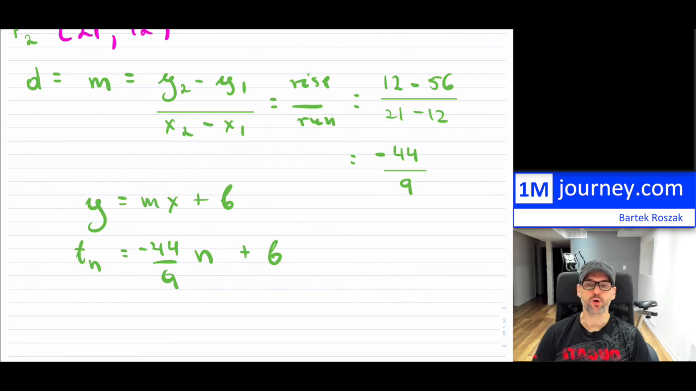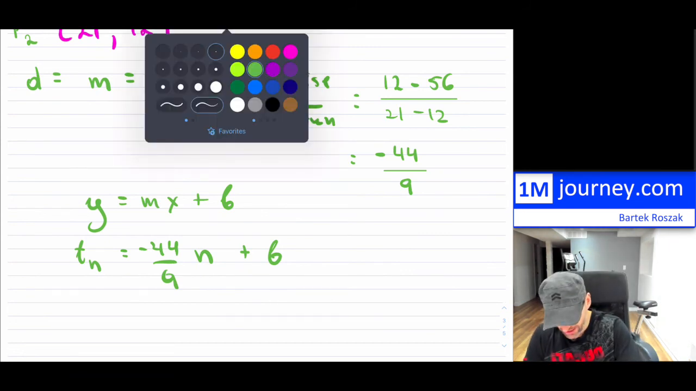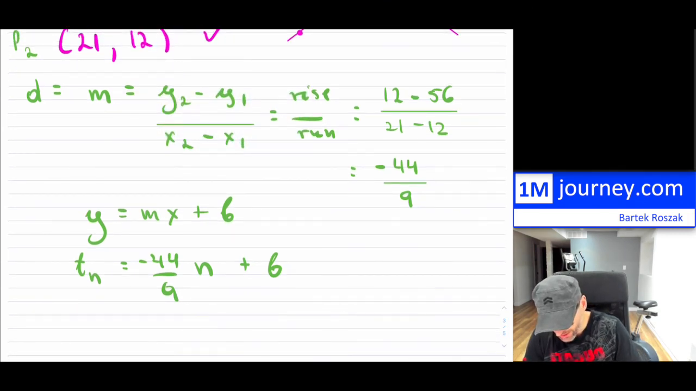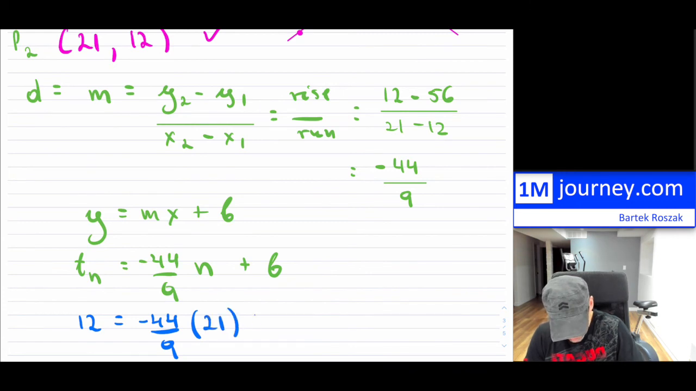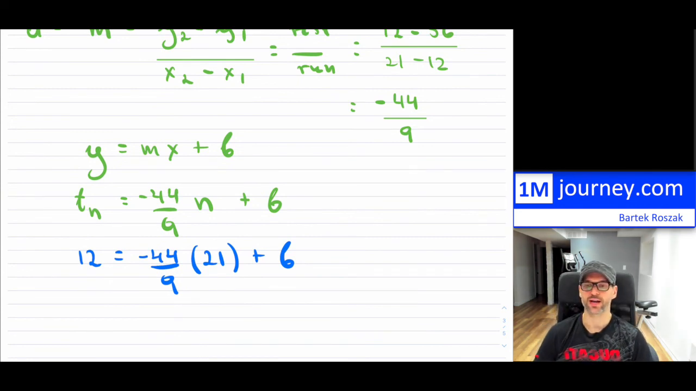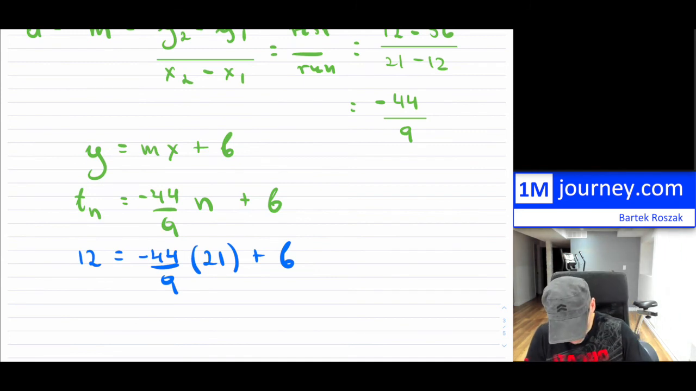But we have a point. So to find the y-intercept, you can find that, no problem. You can just take one of the points. So let's say take point number 2. So it's going to be 12 equals negative 44 over 9 times 21, the 21st. And now I can literally solve for b. So whatever b will be right there. So, well, let's do it.